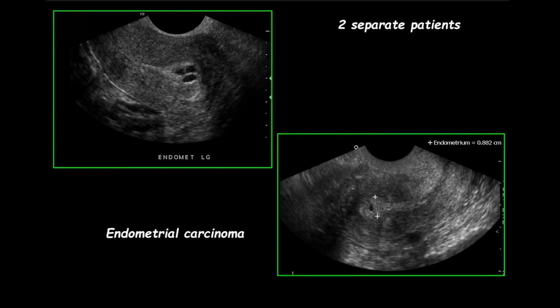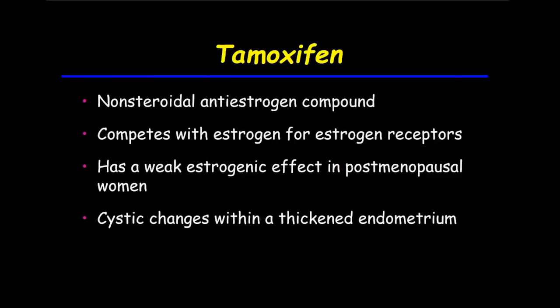These are transvaginal images from two separate patients who each presented with postmenopausal bleeding. Ultrasound demonstrates endometrial thickening up to 10 millimeters. Cystic spaces were seen in each. These were each confirmed to be endometrial carcinoma.